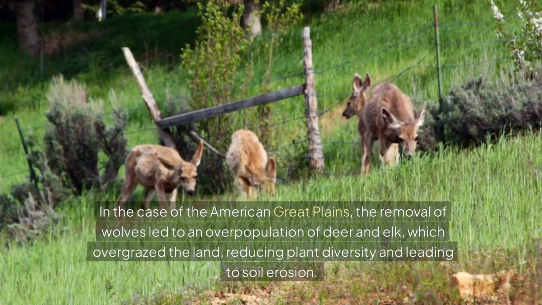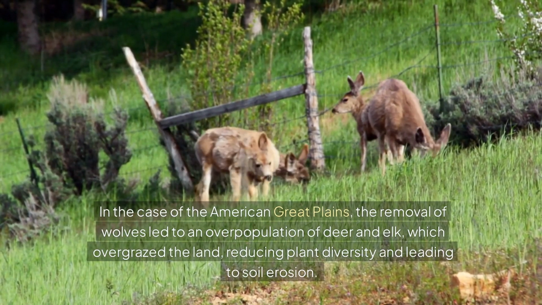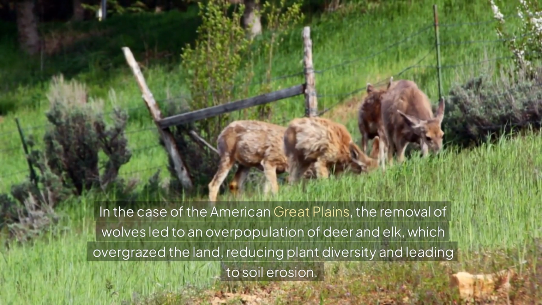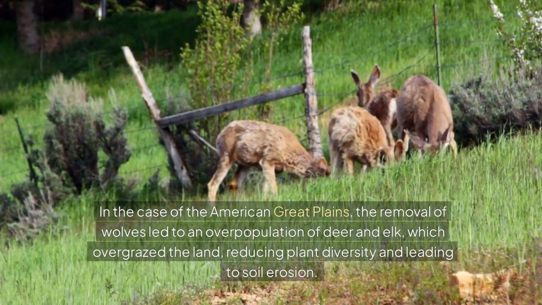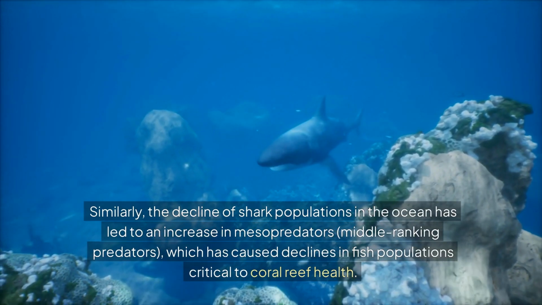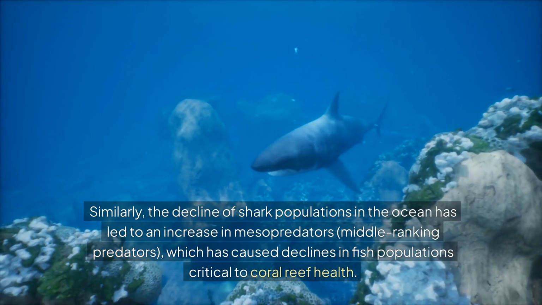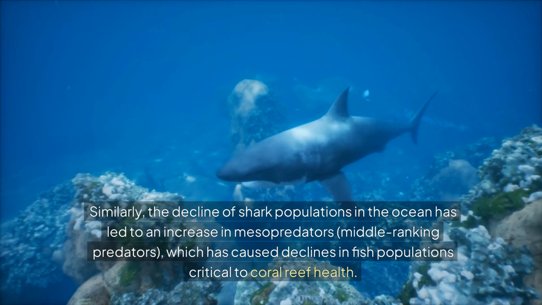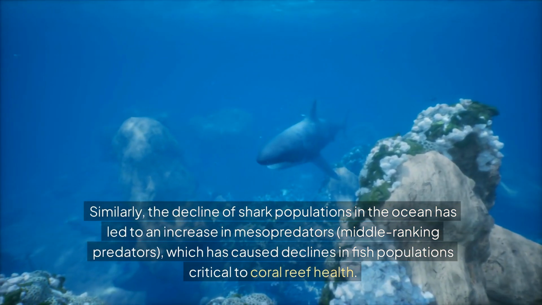In the case of the American Great Plains, the removal of wolves led to an overpopulation of deer and elk, which overgrazed the land, reducing plant diversity and leading to soil erosion. Similarly, the decline of shark populations in the ocean has led to an increase in mesopredators, middle-ranking predators, which has caused declines in fish populations critical to coral reef health.